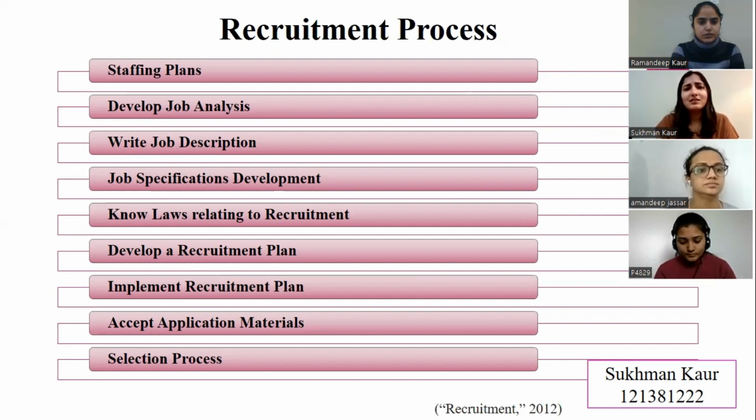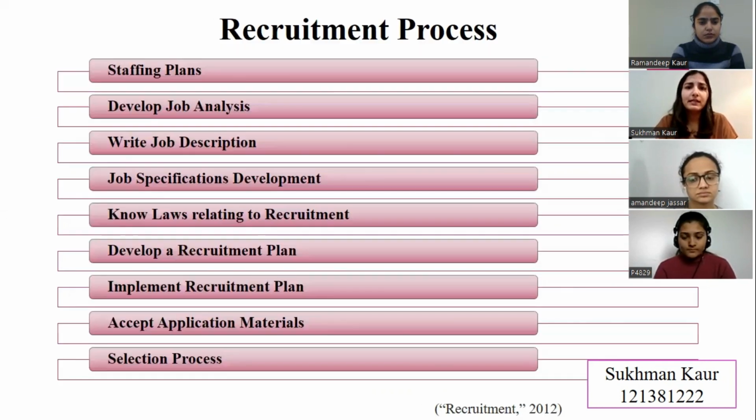Firstly, staffing plans include developing a plan for staffing needs, including the number of positions to be filled and qualifications required. After doing job analysis, creating job description and specifications, the next step is knowing relevant laws, which ensure compliance with employment opportunity, affirmative action policies, and other rules and regulations.